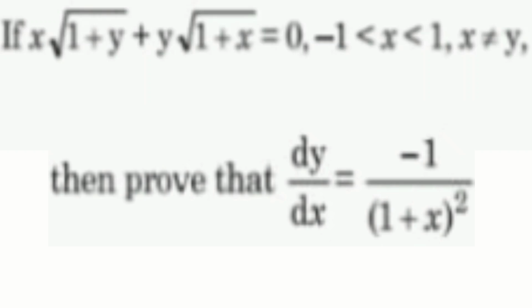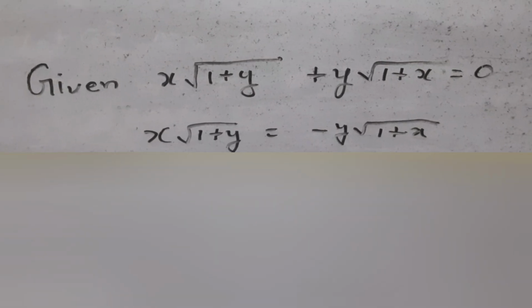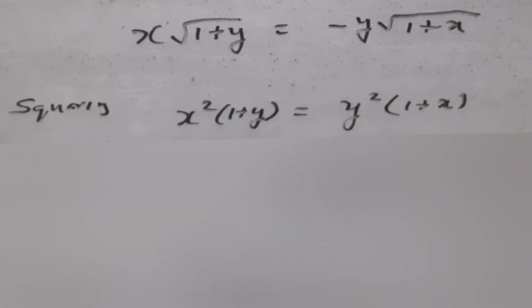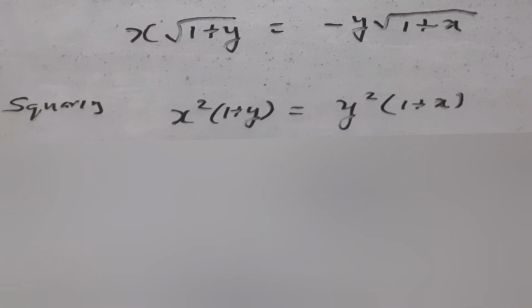The expression for dy by dx given in the question is independent of y. So we try to rearrange the given equation and solve for y in terms of x. Now squaring on both sides. Use distribution law.